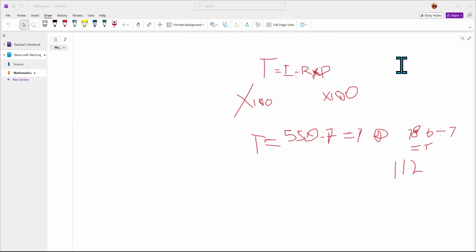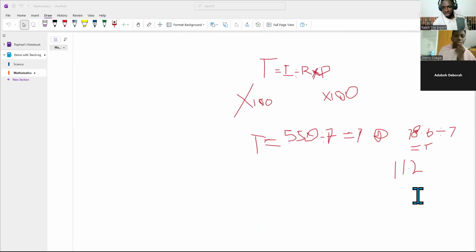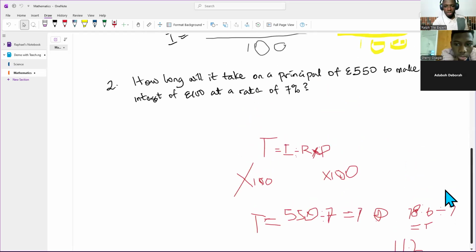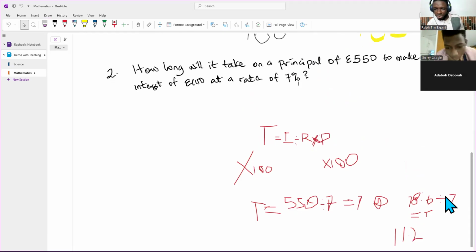All right, that's great. But let's see if that was just a genius level you did there. Let's test what you did. Based on what I am seeing here, you said time equals 550 divided by 7. And you did something like 78.6 divided by 7. Please can you explain this?